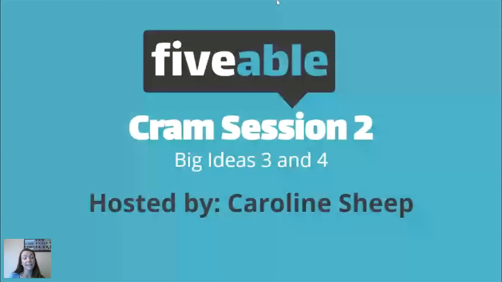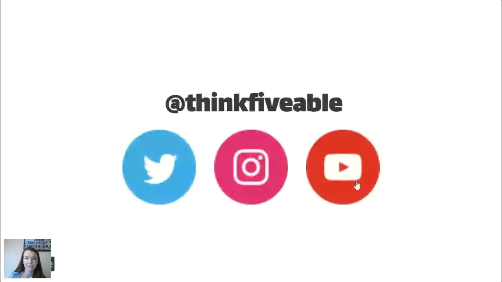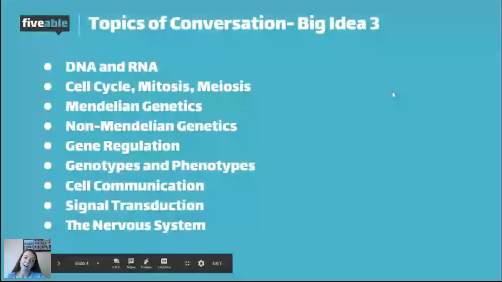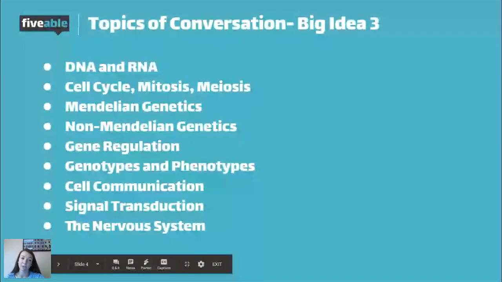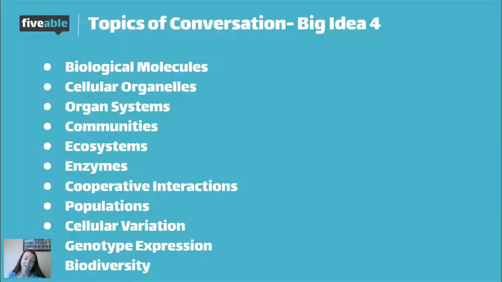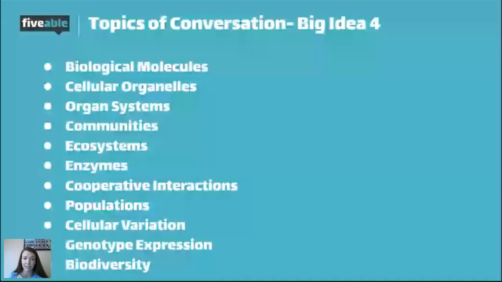So the main focus of today is going to be big ideas 3 and 4. Some examples of things that we can talk about today: DNA and RNA, cell cycle, mitosis, meiosis, all sorts of genetic stuff, gene regulation, genotypes, phenotypes, cell communication, signal transduction, the nervous system, biological molecules, cellular organelles, organ systems, communities, ecosystems, enzymes, cooperative interactions, populations, cellular variations, genotype expression, biodiversity. Wow, those are just a few of the things that we can talk about, but I would love to answer all of your questions as well.